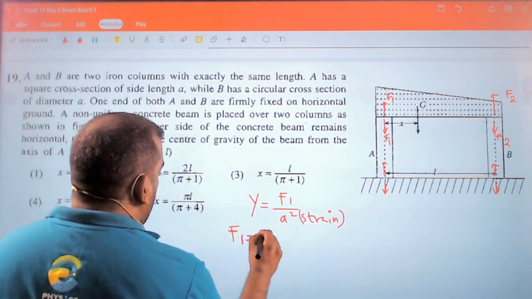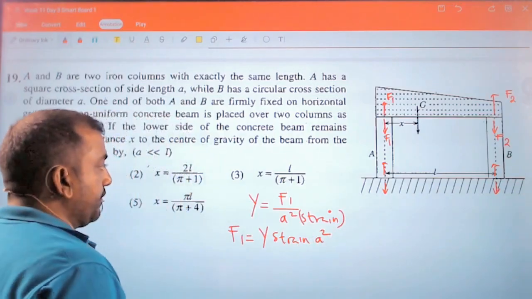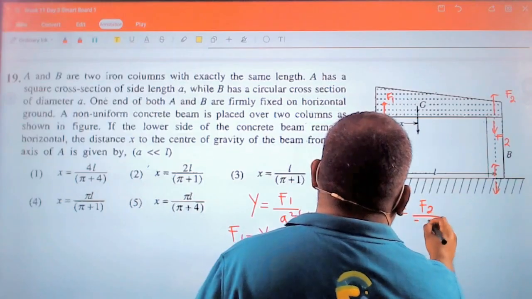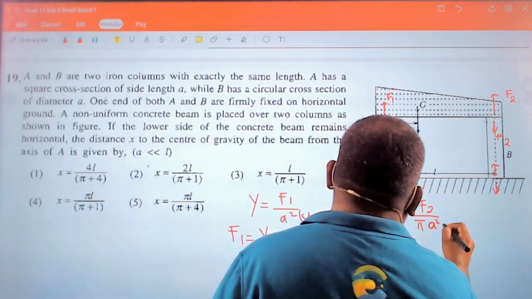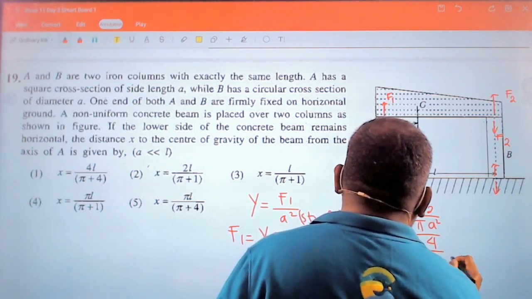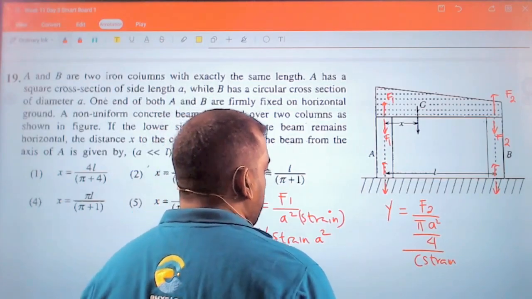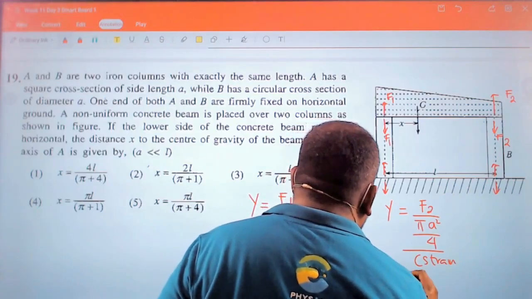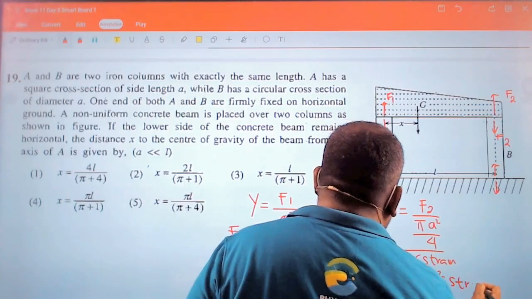So F1 is equal to Young's modulus times strain times A squared. In the second situation, F2 over pi, the diameter is A, so the area is pi A squared divided by 4. Strain is the same. Simplify this: F2 is equal to Young's modulus times pi A squared over 4 times strain.